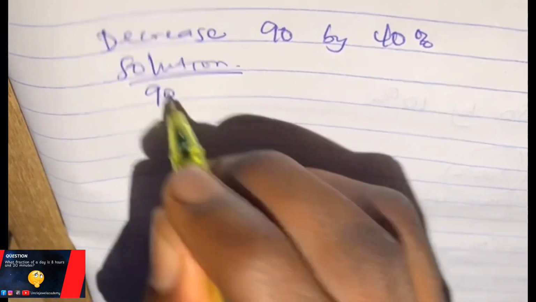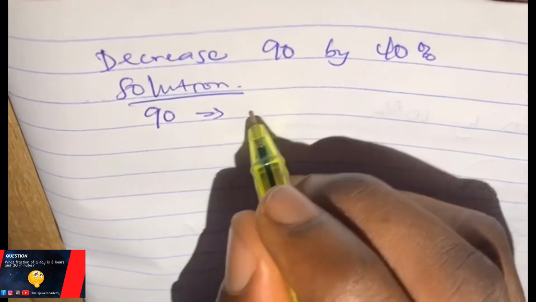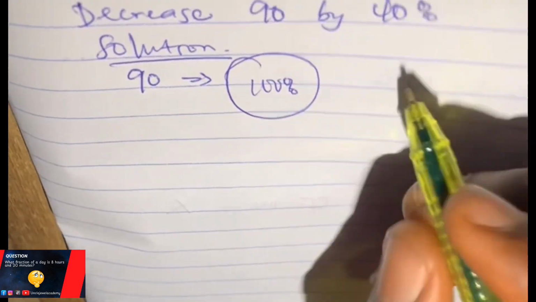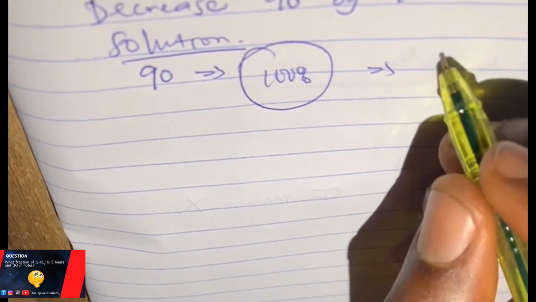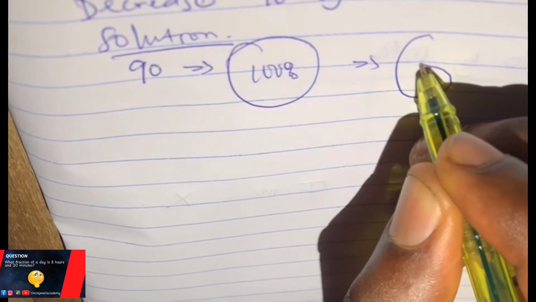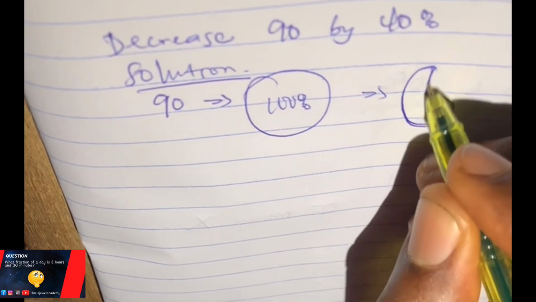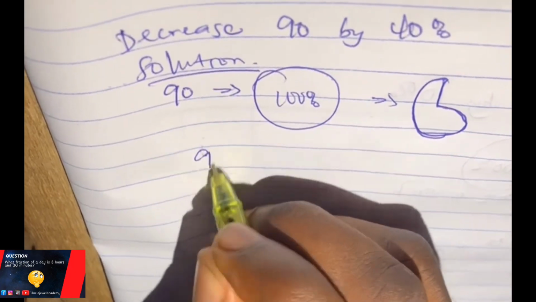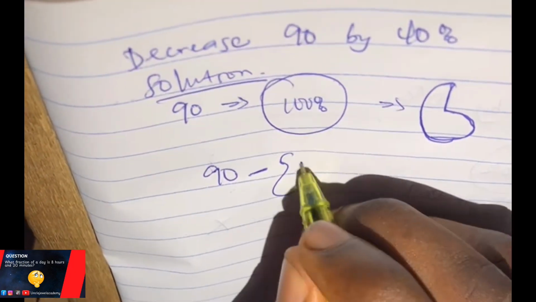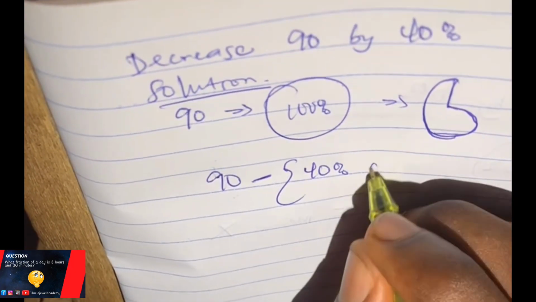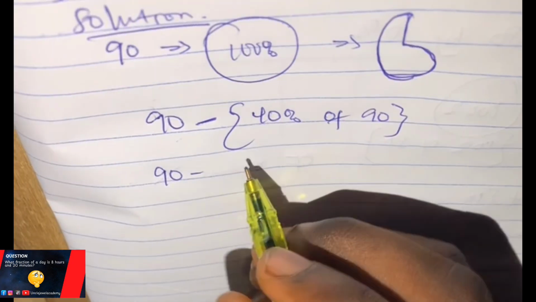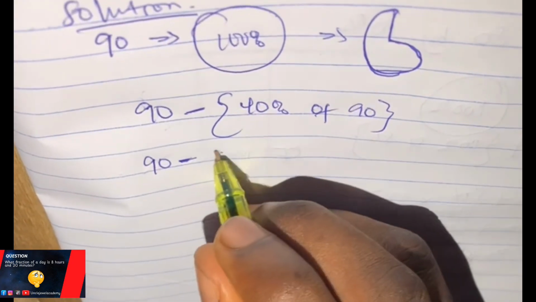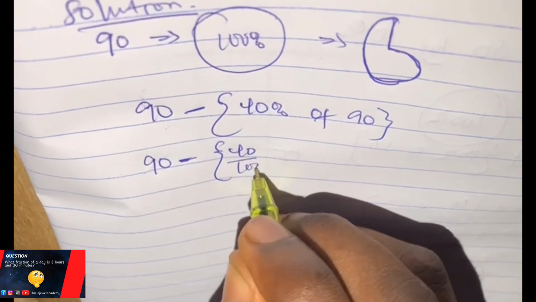So it's the same thing as 90 could be representing a whole, which is 100%. So we want to decrease this circle to have maybe something like this, I'm just guessing, after it has been decreased by 40%. All right, so we do this. This is 90 minus 40% of 90. So this is 90 minus, 40% means 40 all over 100.